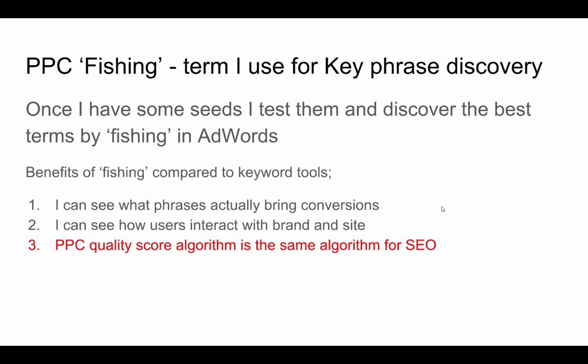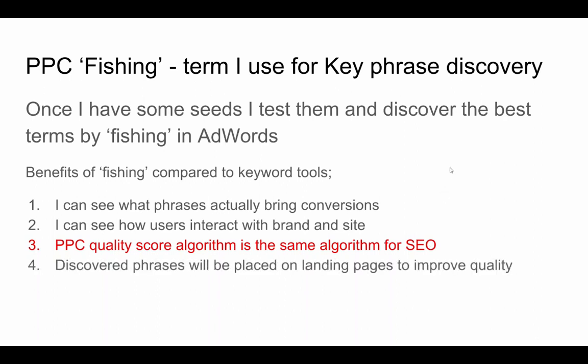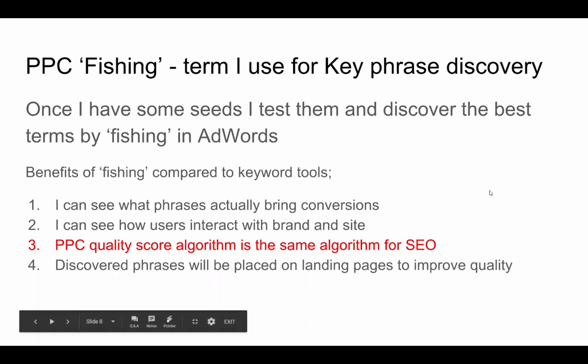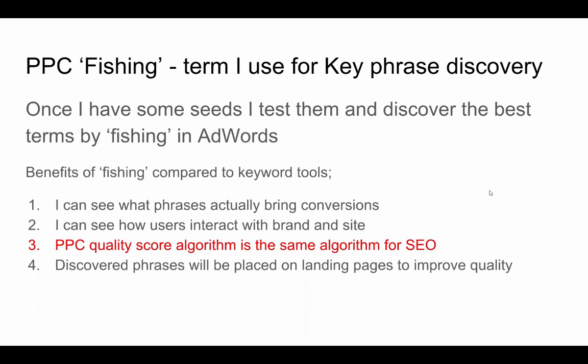The PPC quality score algorithm is also the same as what's used in SEO. So if I can do something really quickly in PPC and I can check and see what's going on, then I'm going to really give myself a leg up when it comes down to the SEO side of it. I'm going to use the discovered phrases on the landing pages, which will improve the quality. So that will make my PPC cheaper. It will make it easier and better for conversion, but it also gives me that extra edge on the SEO side of things as well. We're also going to be testing ad copy so we can understand about your target audience.